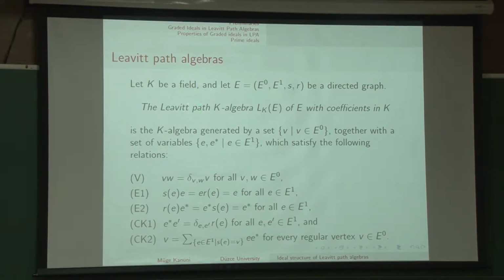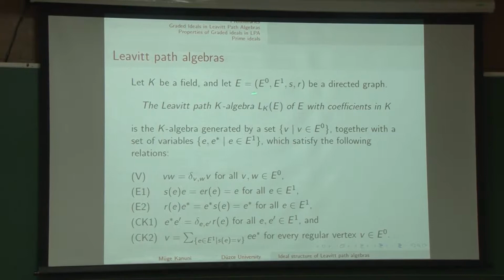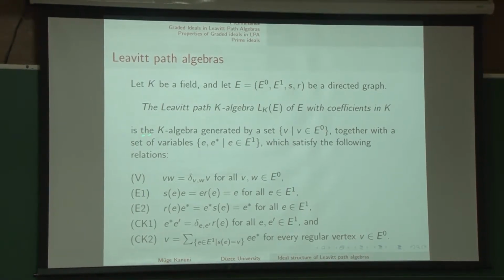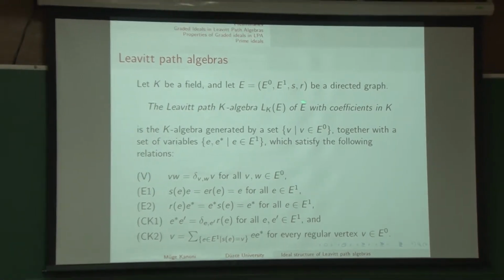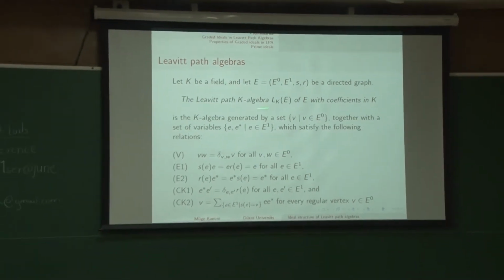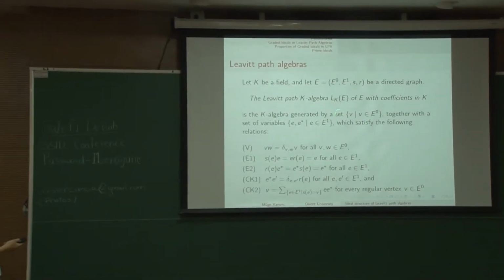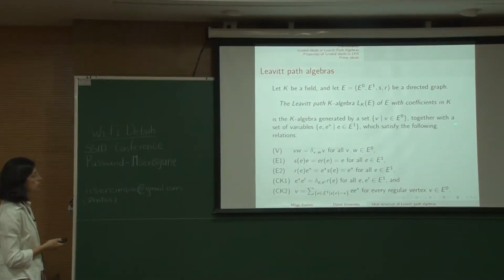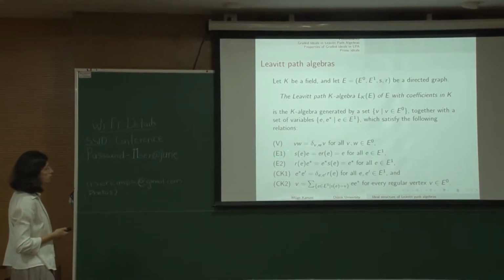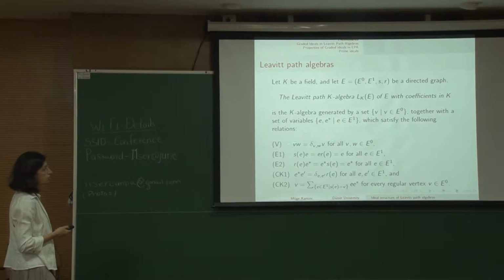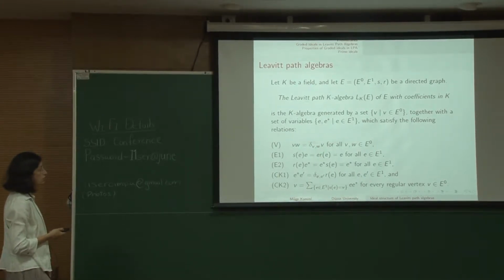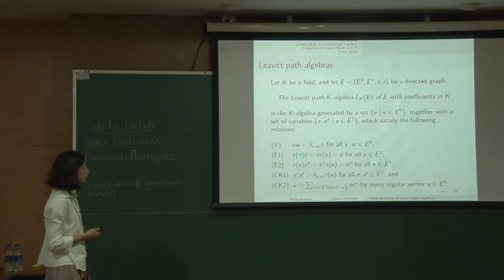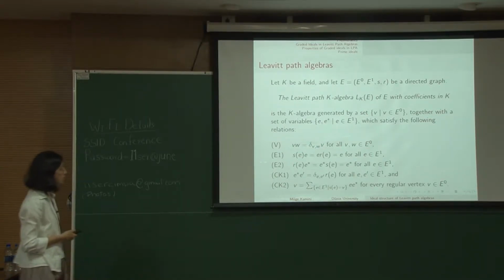We consider K to be a field, and E a directed graph, this four-tuple. The Leavitt path algebra L_K(E), with coefficients in K, is a K-algebra generated by the vertices, the edges and the ghost edges, which satisfies these five relations. The vertices are idempotents. If you multiply two different ones, you get 0. If it's the same, you get itself: the orthogonal idempotents.